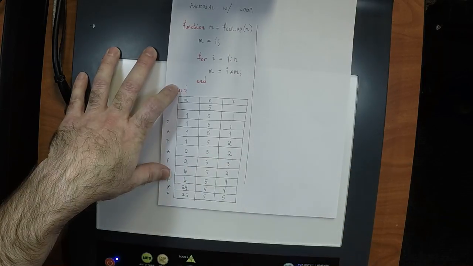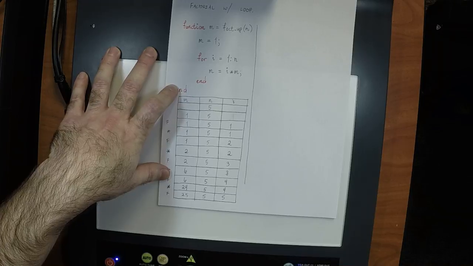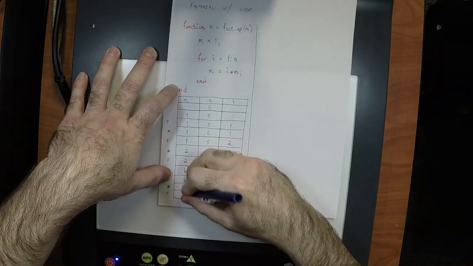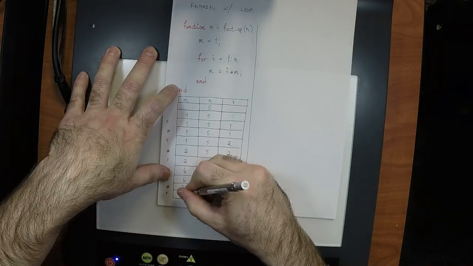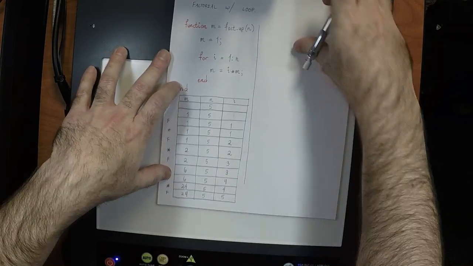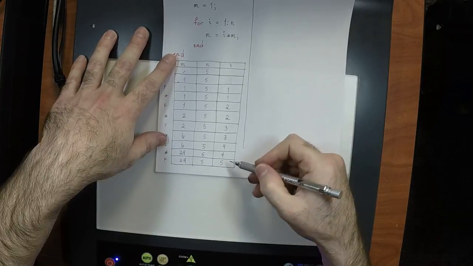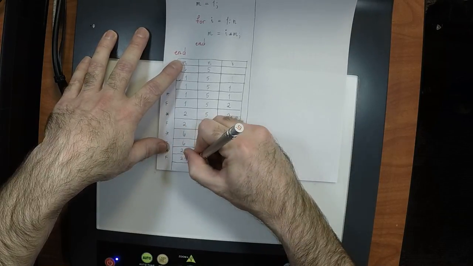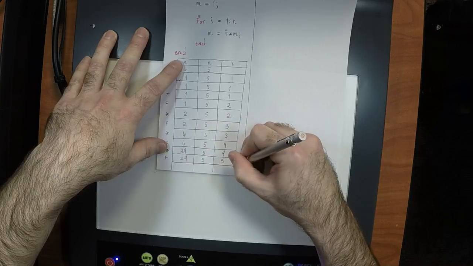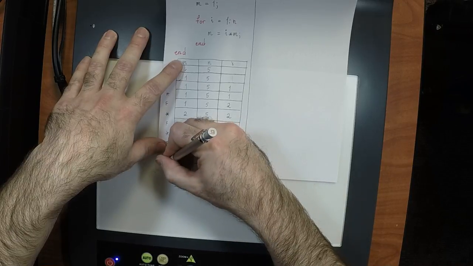Why did M become 25 there? I don't know. I even said out loud, it doesn't change, and then... Okay, so then MATLAB just gave us the value 5 for I. Now we execute, we enter the loop body, execute the product line.